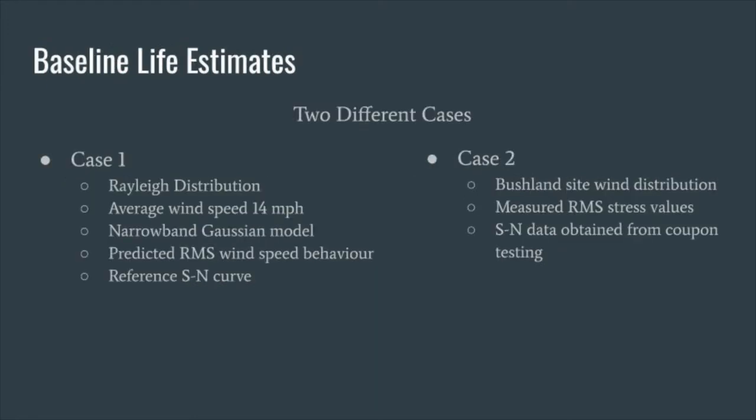So for the fatigue life estimate of the turbine, the author lays out two baseline sets of parameters. The first case uses the Rayleigh distribution with an average wind speed of 14 miles per hour, as well as the stress states obtained from the narrow-band Gaussian model with the predicted RMS versus wind speed behavior, and also incorporating this reference SN curve to determine the material properties. The second case uses measured quantities from the turbine's operating experience, the wind speed distribution from the Bushland site, the measured and adjusted RMS stress values, and the SN data obtained from the coupon tests.